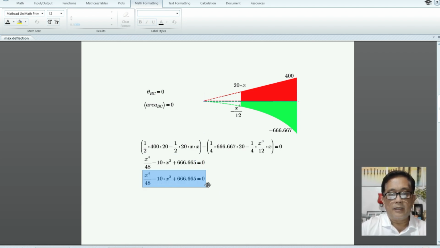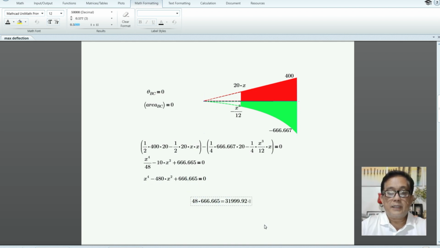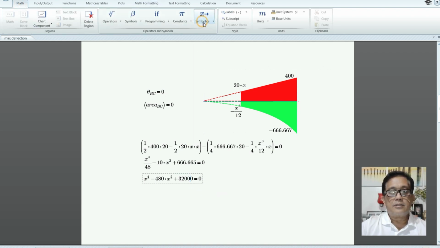Then let's multiply the whole equation by 48. So we don't have a denominator here. So this becomes 480. Well, this is 48 times this equals 31,999.92, or say 32,000. Okay, so we are going to find the roots of this equation. For now, we can ask Mathcad to give us the answer. Let's go to Symbolics. Solve for X.